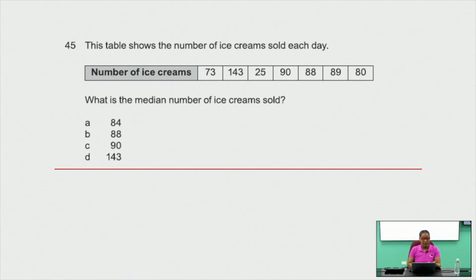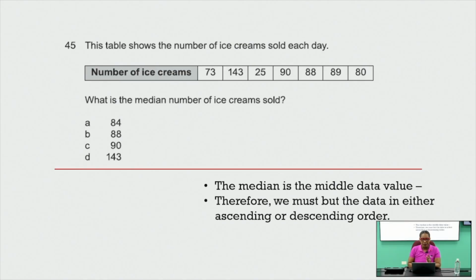So you have 73, 143, and you can see all the other data set. What is the median number of ice cream sold? So we're talking about what is the middle value here. How are we going to find that? Yes, we are going to have to arrange it in either ascending or descending order.